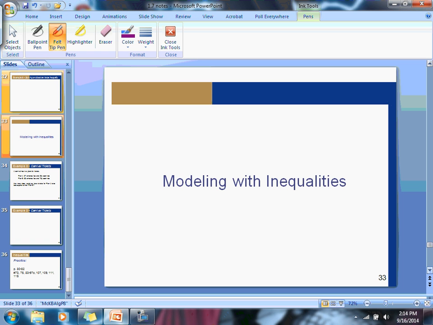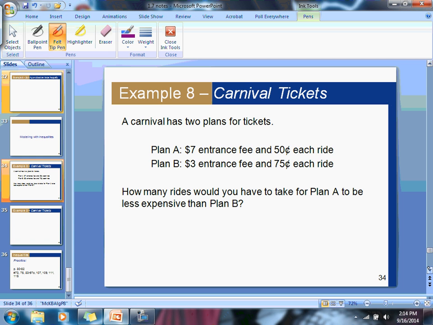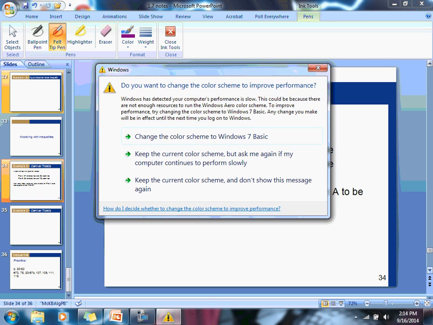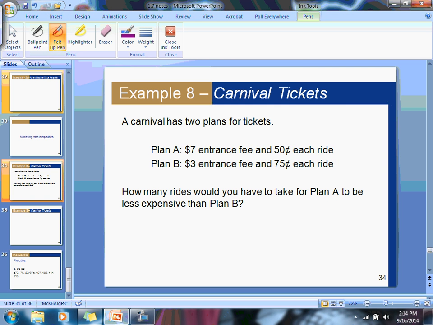Okay, and now for the modeling with inequalities. Here we have a bit of a word problem. We have a carnival that has two plans for their tickets. Plan A, you have to pay $7 entrance fees, but you pay 50 cents for each ride. Or there's Plan B, where you pay a $3 entrance fee, but you have to pay 75 cents for each ride. So how many rides would you have to take in order for Plan A to be less expensive than Plan B?